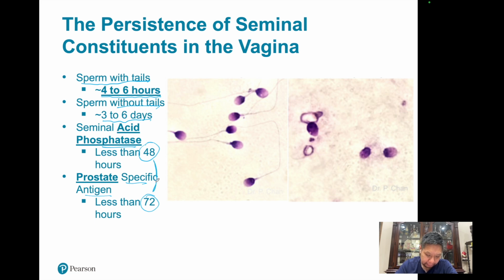Especially with this part right here, and then with this part right here. So if you see sperm without any tails at all in a swab, that means it's been 3 to 6 days since the assault happened, right? After 6 days, you don't even see the heads anymore. But from 4 to 6 hours to 48 to 72 hours, you can really narrow down the time frame.